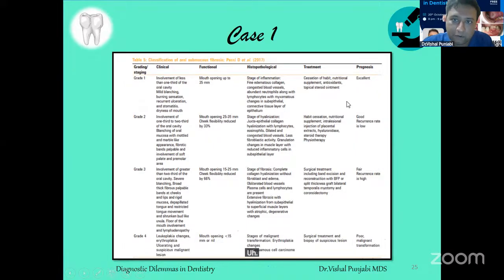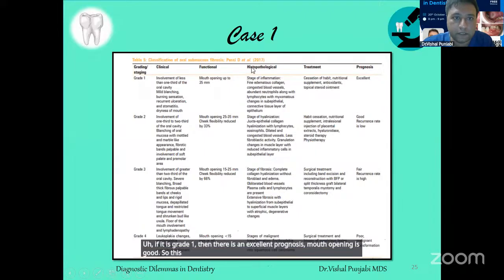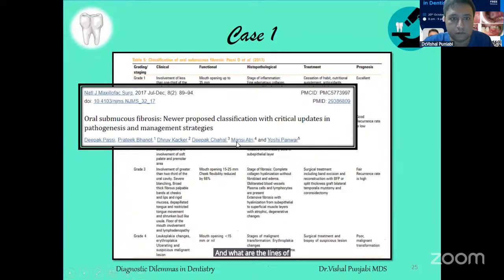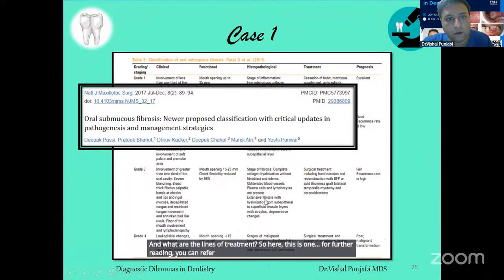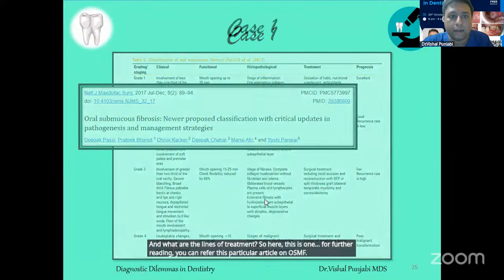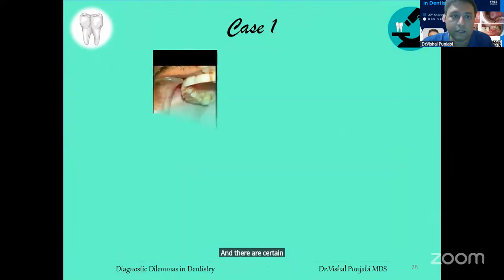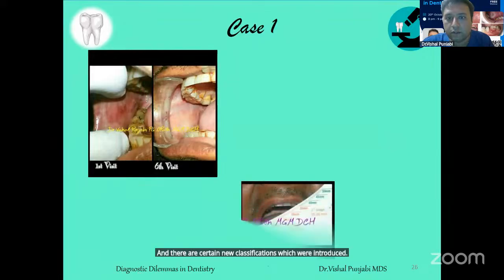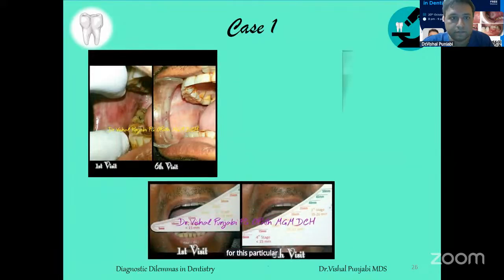If it is grade 1, then there is an excellent prognosis, mouth opening is good. So this is where the patient should be after the treatment. And what are the lines of treatment? So here, this is one for further reading. You can refer to this particular article on OSMF. And there are certain new classifications which were introduced for this particular condition.